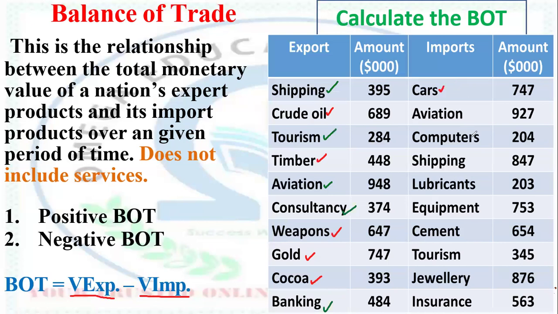So we have cars, computers, lubricants, equipment, cement, jewelry. So let's go back and then take the other items to be sure that they are invisible. So aviation is a service, shipping is a service, tourism is a service, insurance is a service, right? So all items are ticked, and then we are now sure that we have our visible product clearly identified.